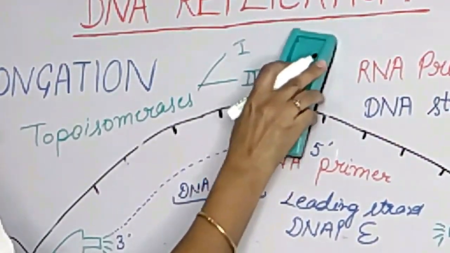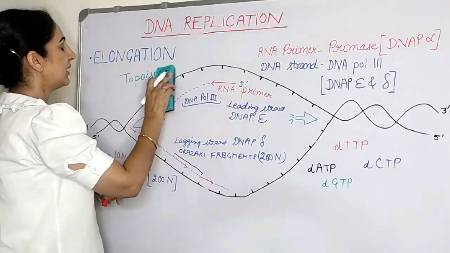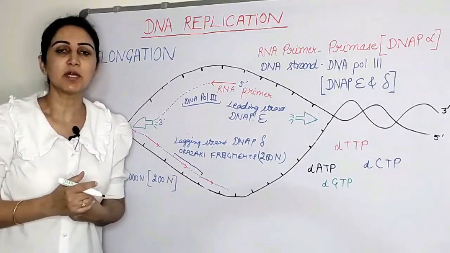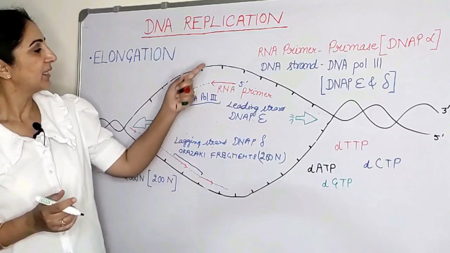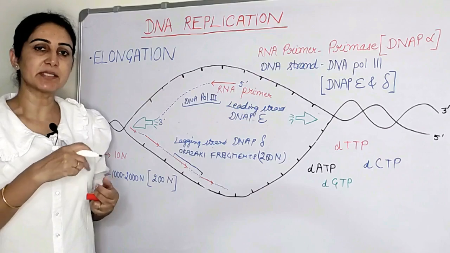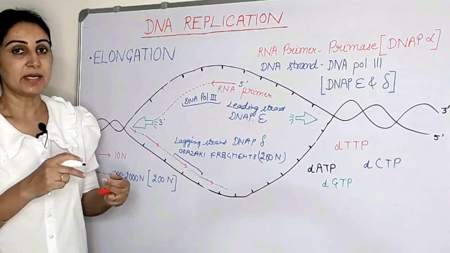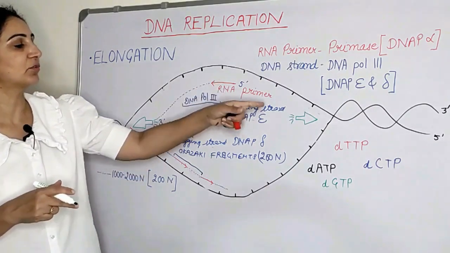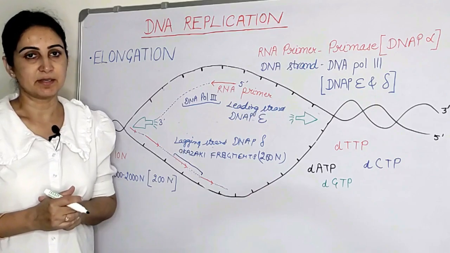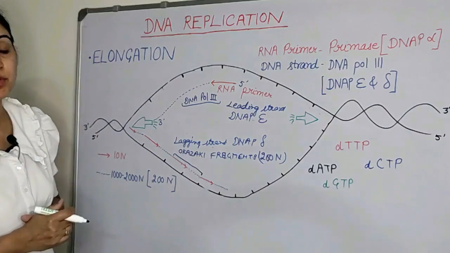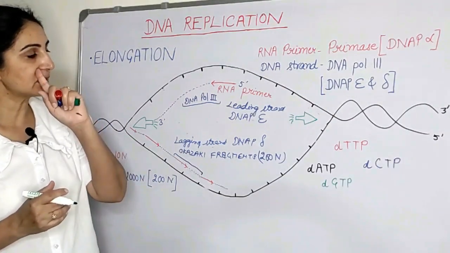One special kind of topoisomerase 2 is DNA gyrase. DNA gyrase actually introduces negative supercoils. See, supercoils can be negative or positive. These are called positive supercoils when the direction of coiling is the same as that of the original strand, and these are called negative supercoils when the direction of coiling is opposite to that of the actual strand.